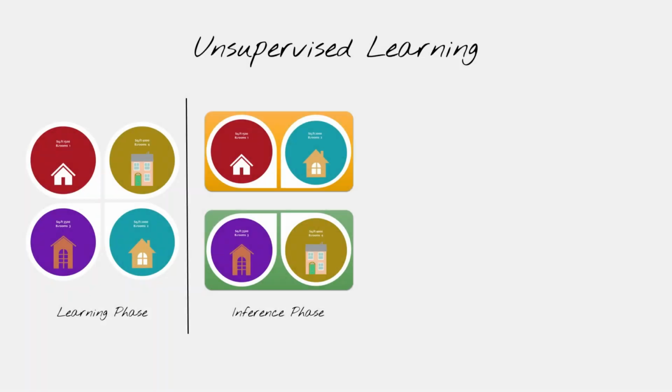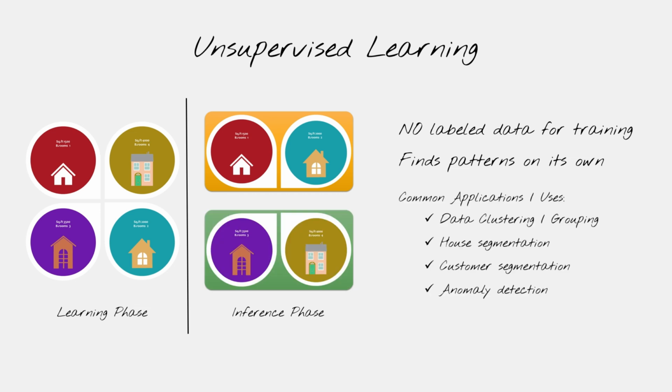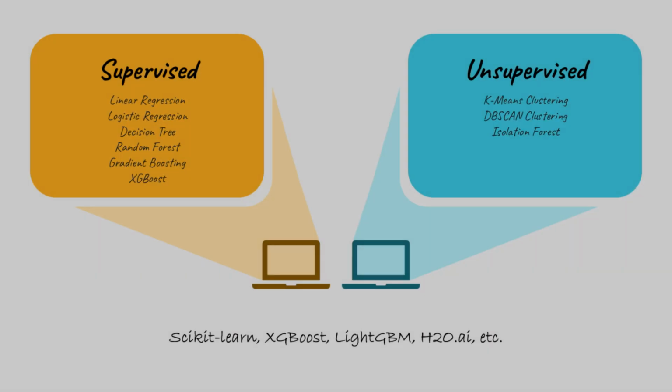On the other hand, in unsupervised learning, the training data has no labels. The algorithm tries to find patterns or groupings in the data all by itself. Common use cases of unsupervised learning include house segmentation, data clustering, and customer segmentation. Open source projects like scikit-learn, XGBoost, LightGBM, and H2O offer a wide range of pre-built machine learning algorithms across both these categories. Let's dive into Databricks and see some of these algorithms in action.